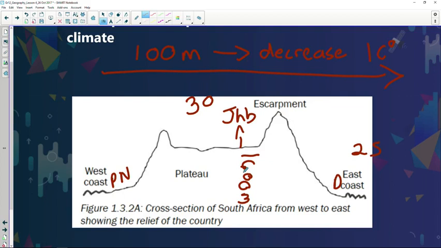So if we follow this formula, for every 100 meters, the temperature drops by a degree Celsius, Johannesburg should only be, in theory, 11 degrees Celsius, but we're not. We're going to continue after the break and see if we can figure out this question.